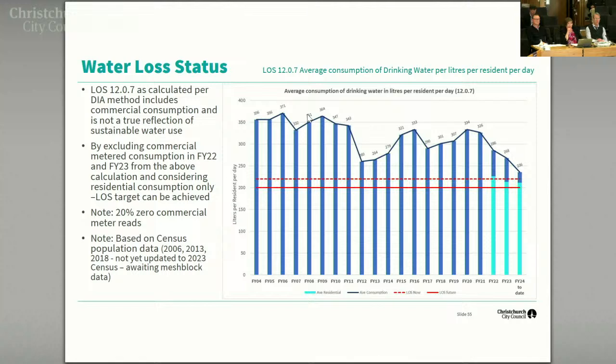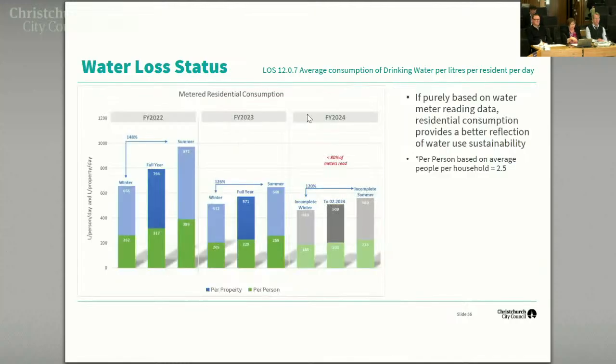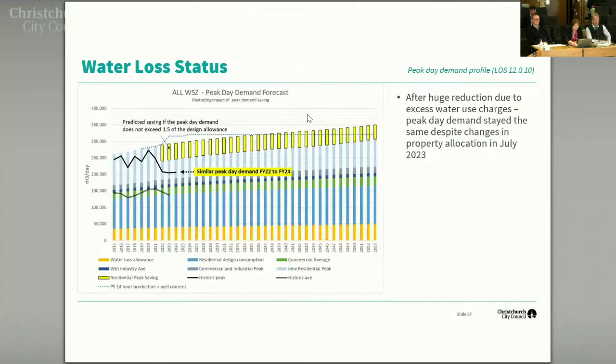As I noted, our average consumption data includes commercial consumption. If we abstract commercial consumption from the calculation, we see in light blue on the graph that we actually are able to meet the target. This is substantiated if we look at it another way and determine consumption based purely on residential water meter data. The graph here shows the last 3 years of data, with the blue and the grey reflecting average consumption per property, and converted in green to consumption per person. Again, it shows a very good picture of improved water use efficiency.